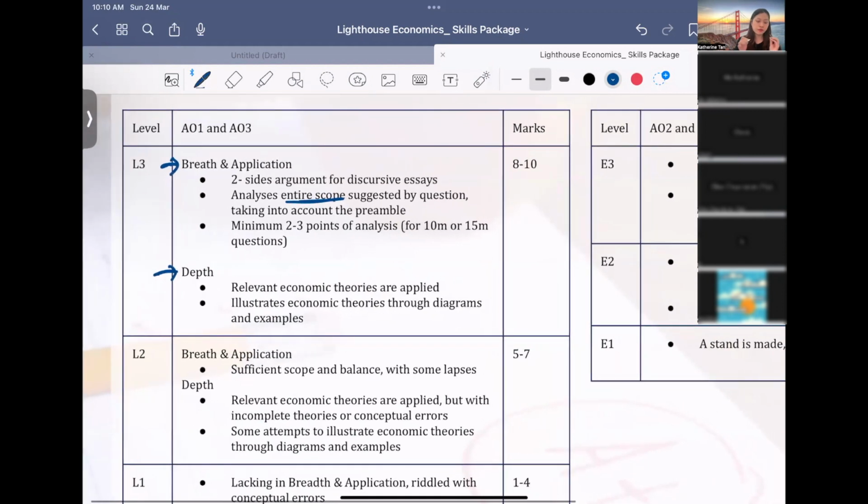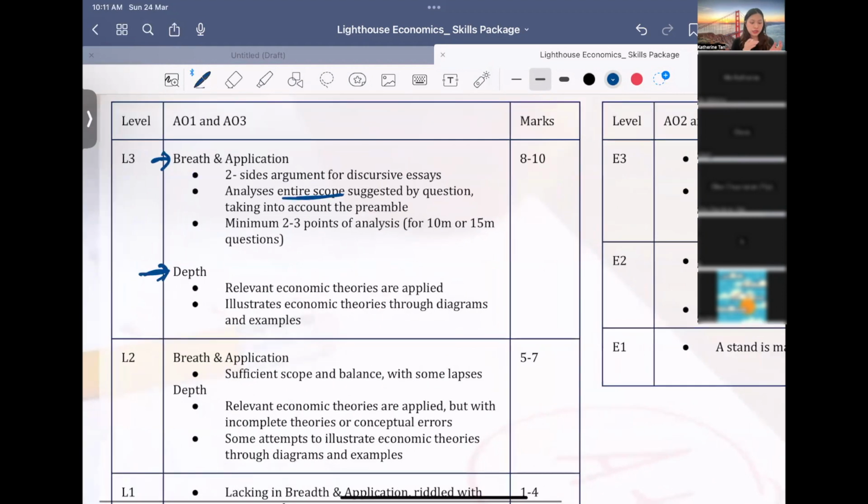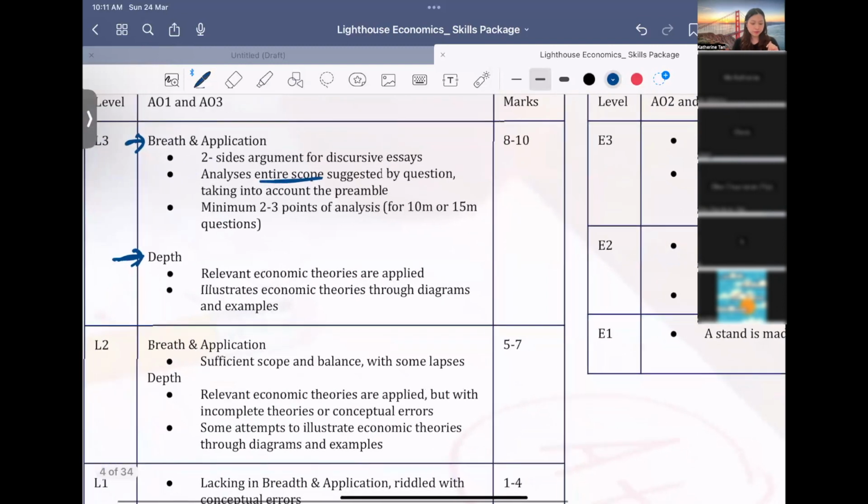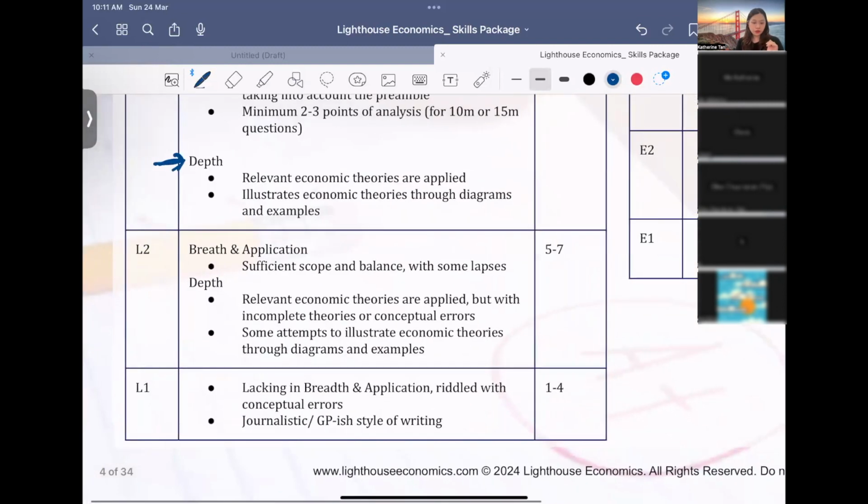Okay, so first is breadth and application. Second, you want to look at depth. Depth means for each of the components in your scope, do you have the relevant economic theories? And if you have them, do you exemplify them using diagrams, examples, or even numerical examples, which we'll look at later? So you know how to get L3.